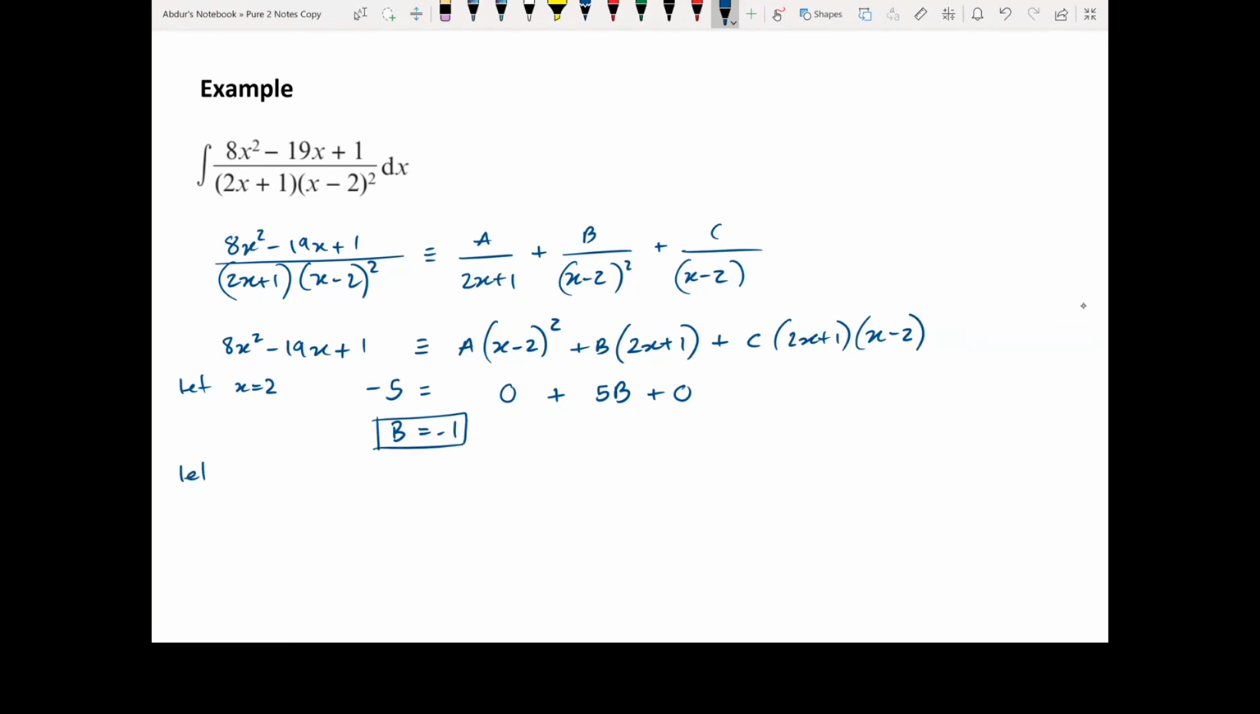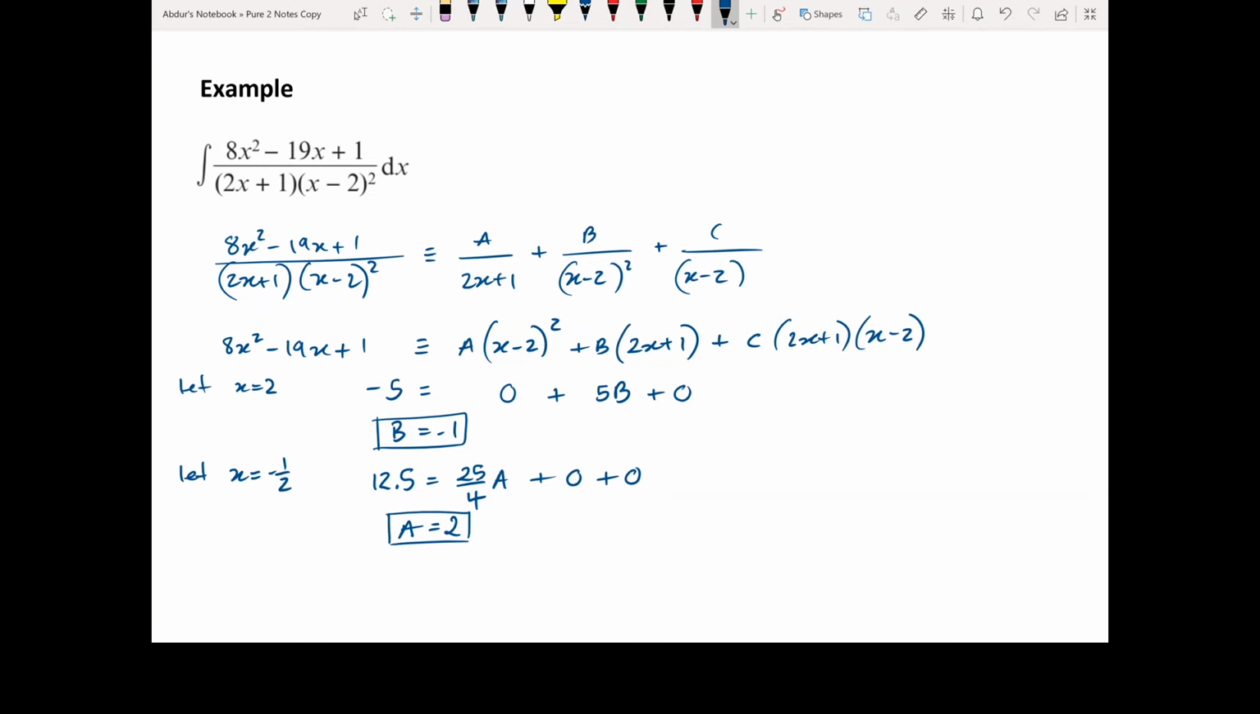We can then say let x equal minus a half, and this gets us on the left hand side, if we substitute that in, we get 12.5, which is equal to 25 over 4 lots of A plus 0 plus 0. So this implies that A is then equal to 2.